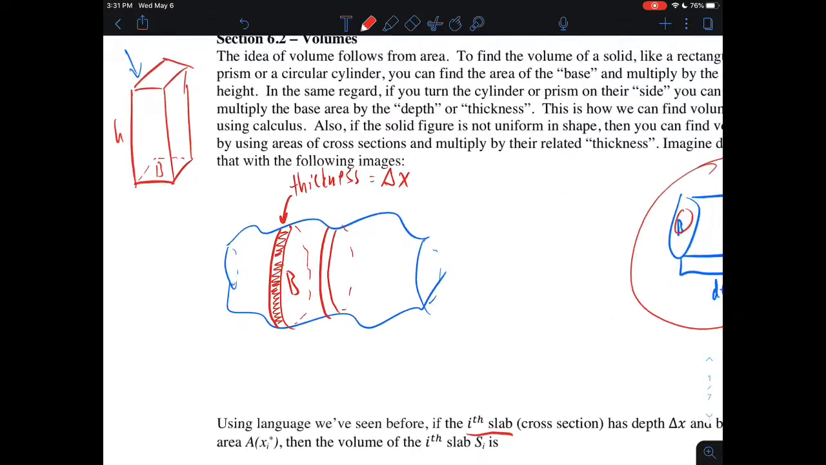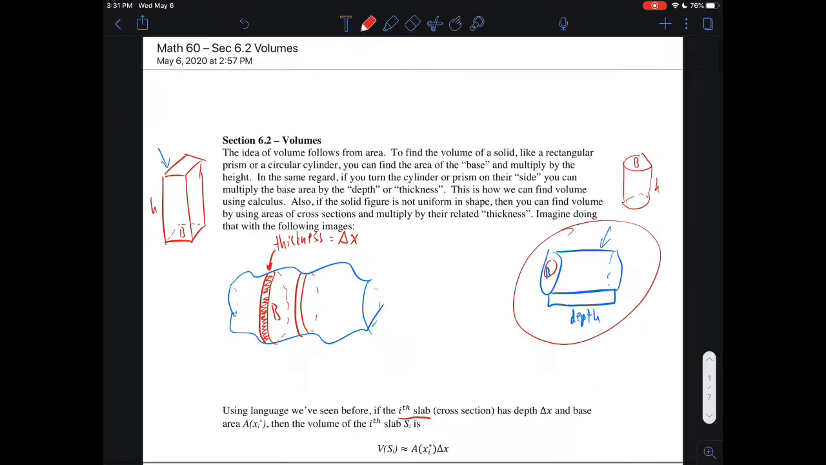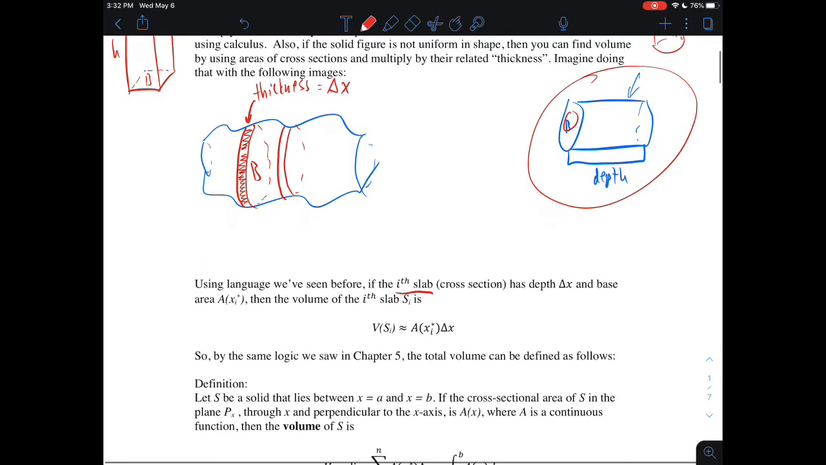If you've ever sliced pepperoni before making a pizza, that's the same idea here. So by the same logic that we've seen in chapter 5, the total volume can then be defined using an integral. If we have the volume of just one slab, well, how many slabs do we have? We have from 1 to n as n goes to infinity. So we are adding infinite numbers of cross sections to give us the whole volume.